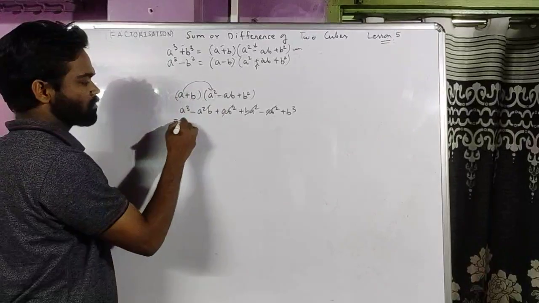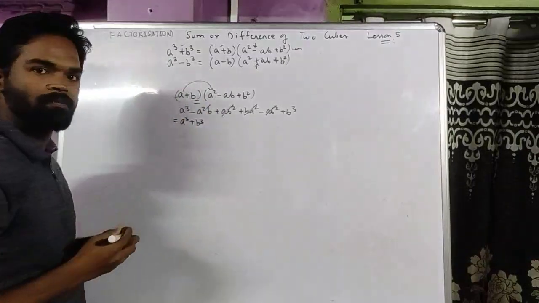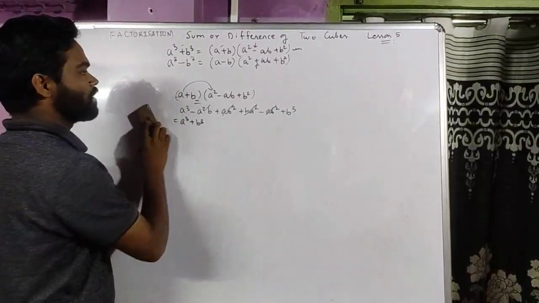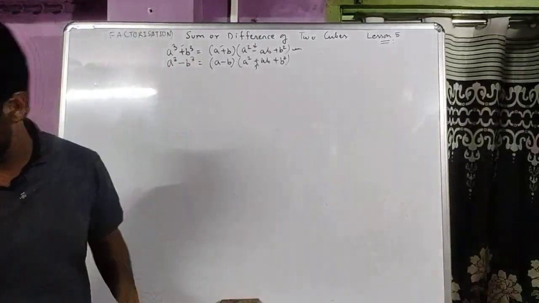these terms cancel. So what is left? So this can be written as a cube plus b cube. Similarly this. Okay. Now we'll directly move to the exercise. So just remember these two formulas.